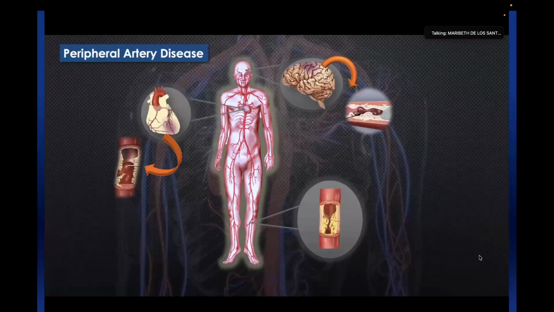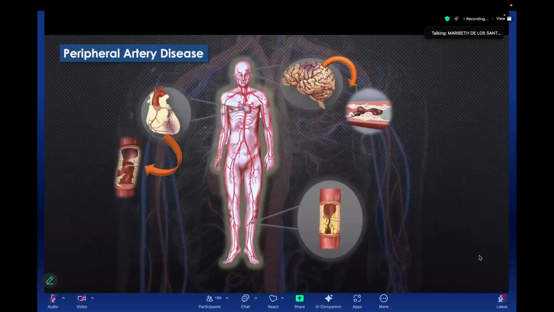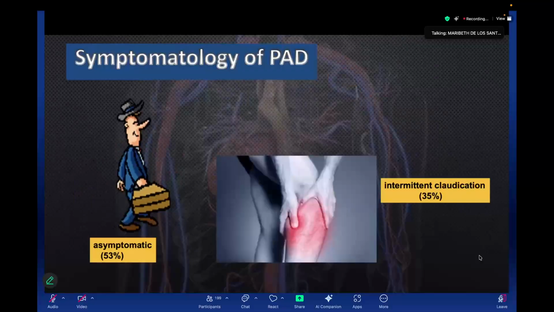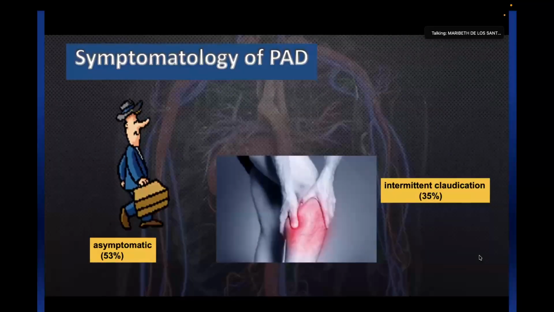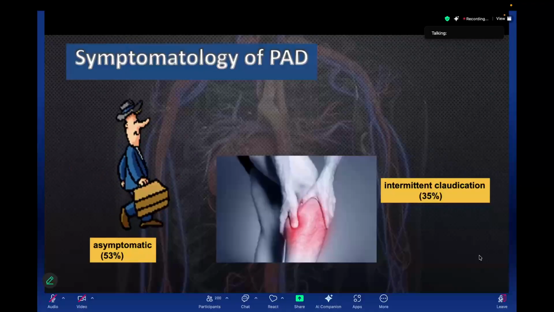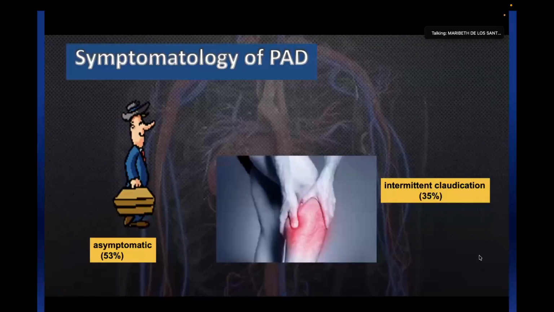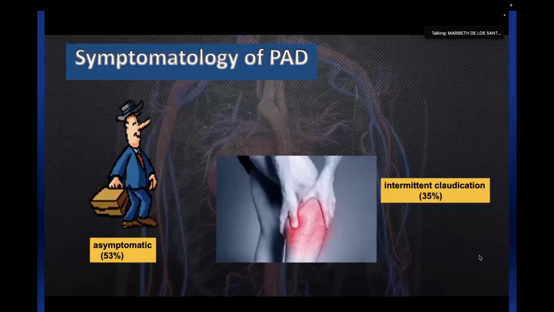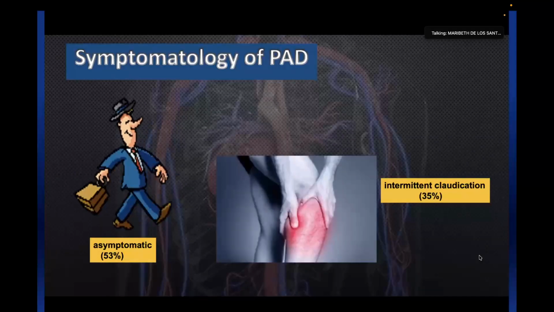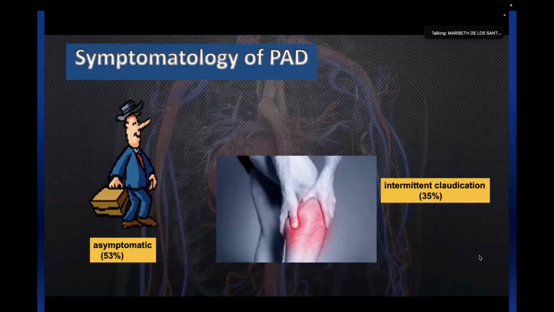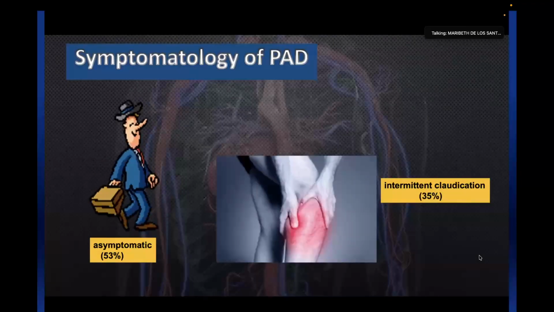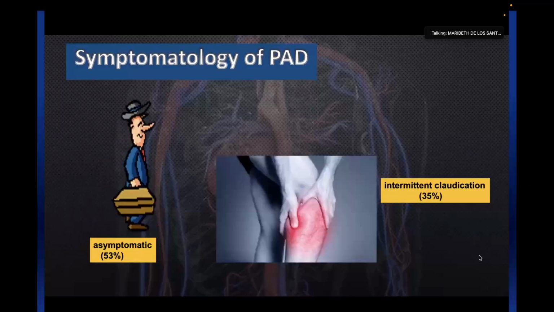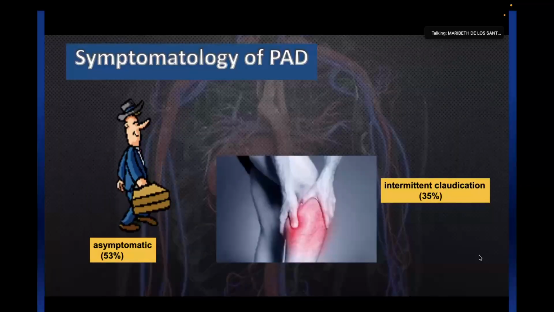In this lecture, I just want to point out that when I say peripheral artery disease, I am referring to the lower extremity arterial disease. Let's now go to the symptomatology of PAD. In more than half of patients, 53% of patients with PAD, they are asymptomatic. They have risk factors for atherosclerosis, they have risk factors for PAD, but they do not manifest any symptom.